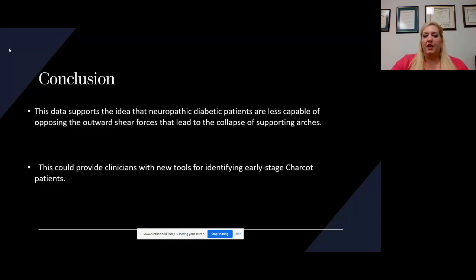So we thought, because of this camera, using a camera or something like this could be a new tool for clinicians to identify these early changes in patients that are at risk of developing Charcot deformity.